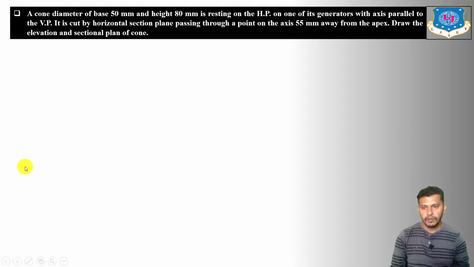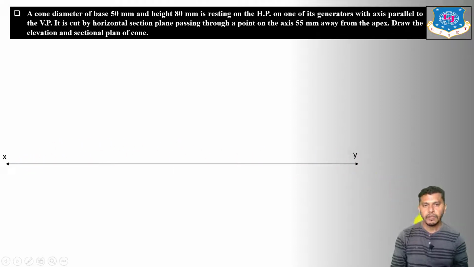So first of all, draw the XY reference line. Now here in this example also, we will use the first angle projection method. If you are using the first angle projection method, the plan will be below the XY reference line, and the elevation will be above the XY reference line. And we have assumed that the base is parallel to the horizontal plane in the first stage, so the plan will be a circle. So draw the circle having a diameter of 50 mm.